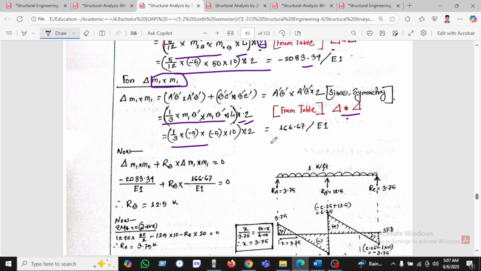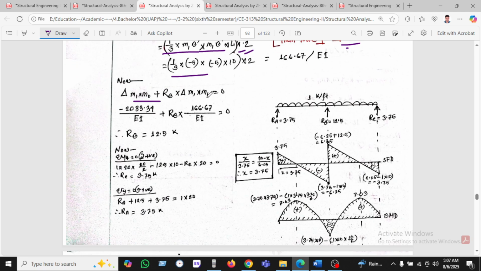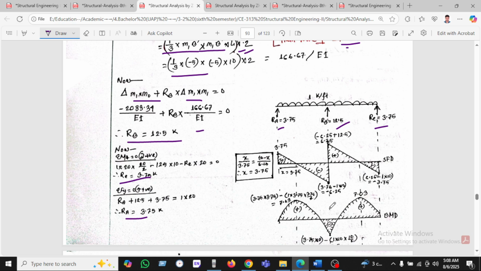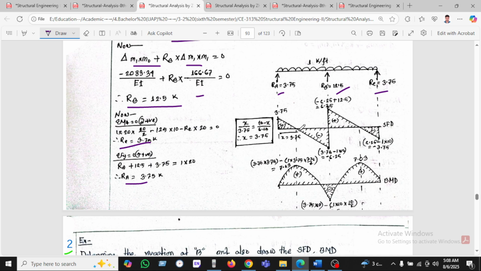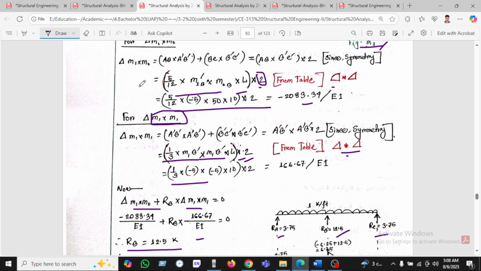And finding this value, after finding this value and putting it here, we then find the reaction RB, which is found here as 12.5. And after taking the moment, in this case RC is found 3.75 and RA is also found 3.75. After all these values are found, we can draw the shear force diagram, and the area of the shear force diagram is the moment. So we have shown all the calculation here.